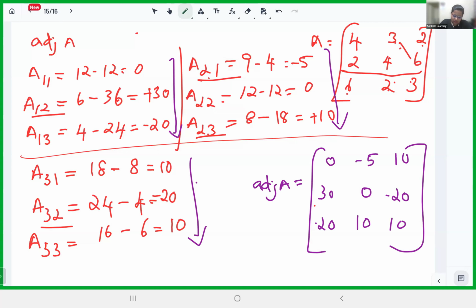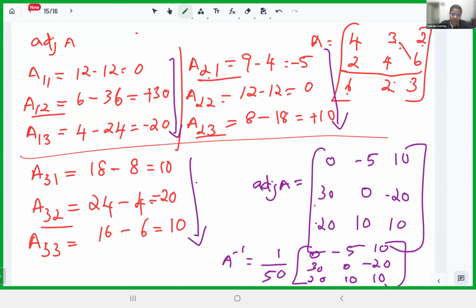What is A inverse? A inverse is equal to adjoint of A divided by determinant A, right? So A inverse is equal to, determinant was 50, so 1 by 50 into this matrix: 0, minus 5, 10, 30, 0, minus 20, 10, minus 20, 10. So this is the inverse of the matrix A.